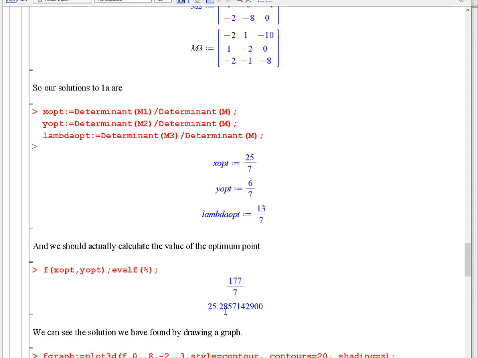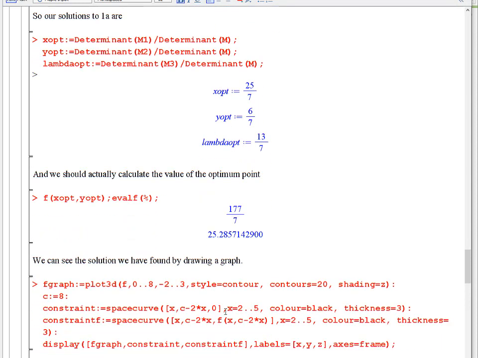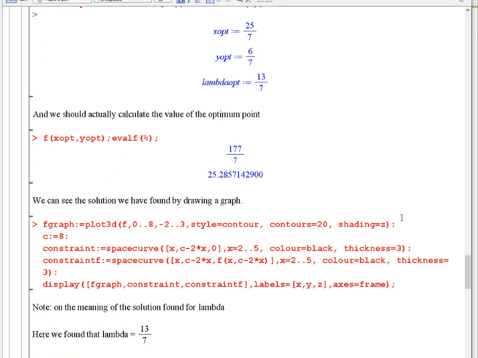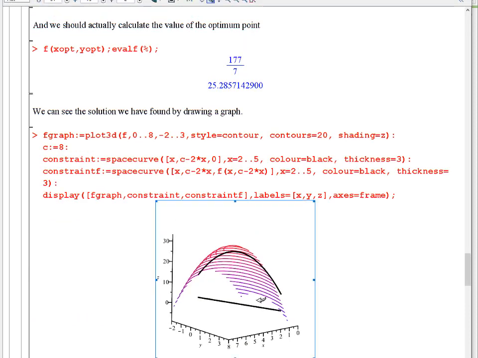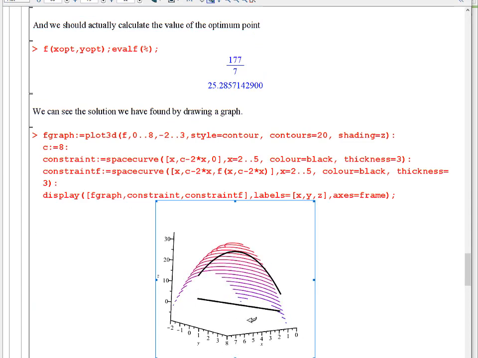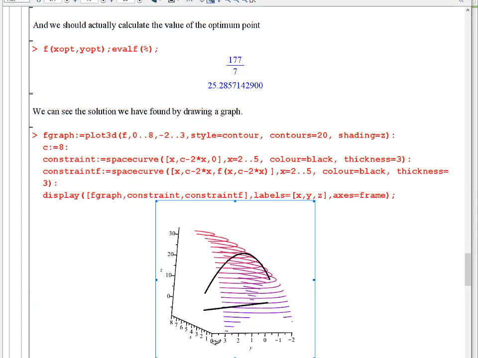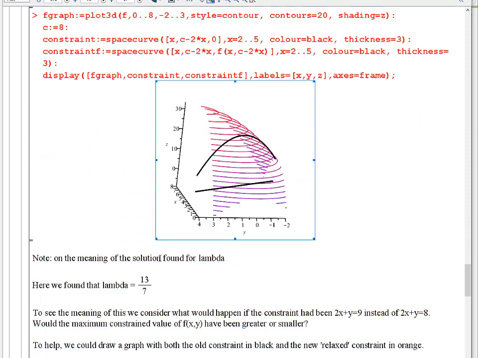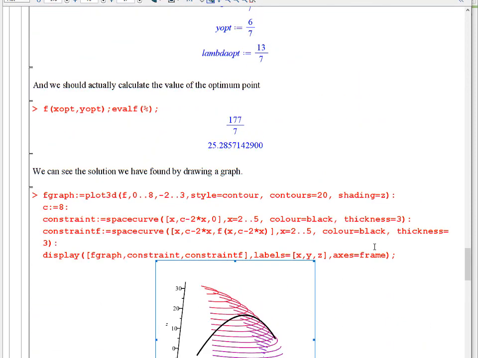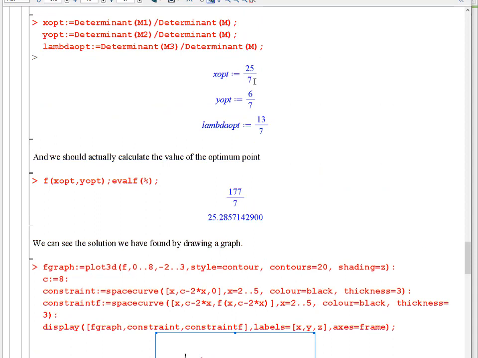So it comes out about 25. Okay. And to see if it's correct, if you draw a graph of this, the graph is saying that you're going to find at the point 3 and a bit, and just under 1, you get something with a solution of about 25.